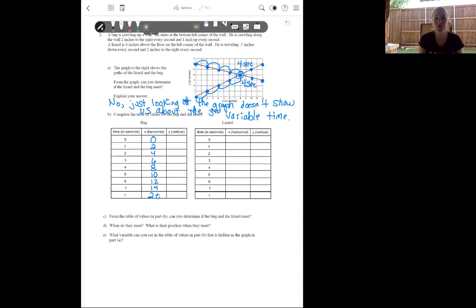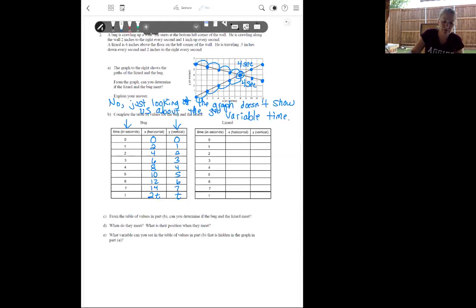Vertically, the bug went up 1 inch for every second. So it started at 0 and then went up 1, 2, 3, 4, 5, 6, 7. Well, you can see all of your y values and all of your time values are exactly the same. So at the very bottom of the y column is t.